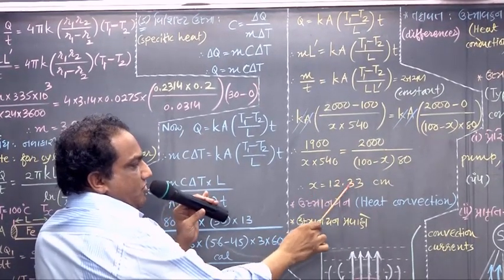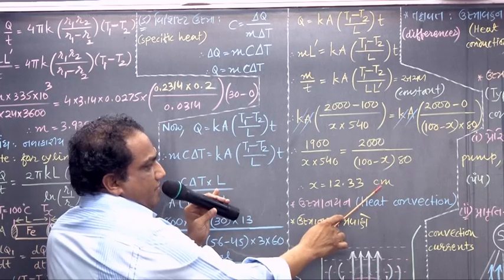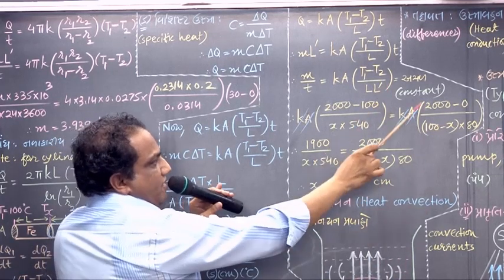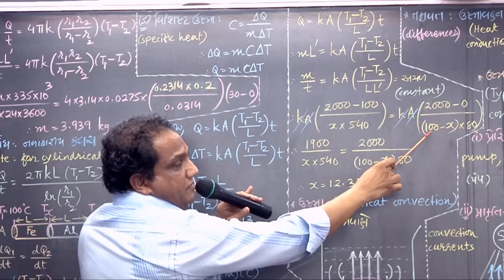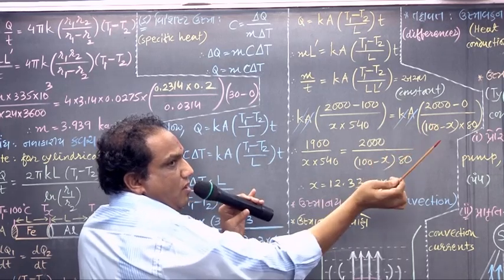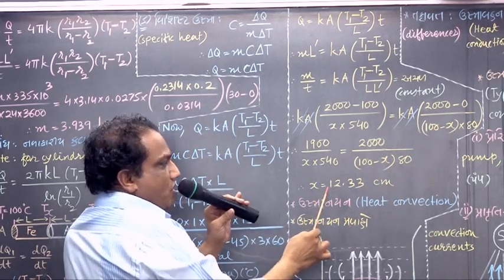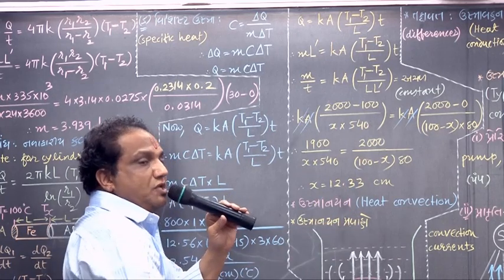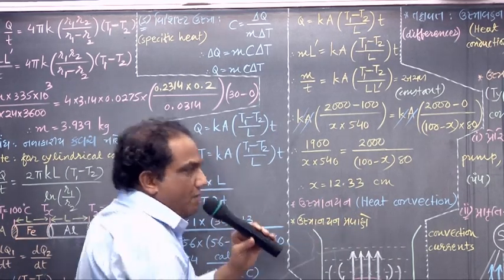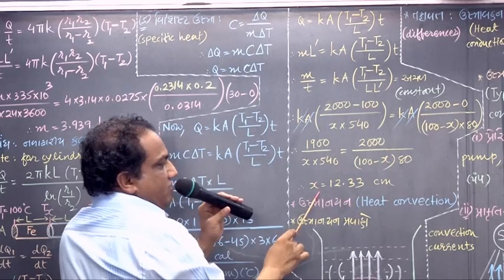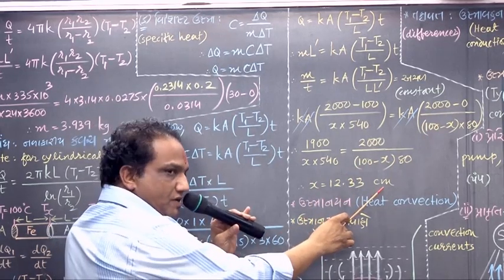Simplify, and you will get the value of x: 12.33. That is in centimeter, because this 100 was in centimeter. If you take 1 meter here, then you will get 0.1233 meter. Because the 100 was in centimeter, the x value we get is in centimeter.